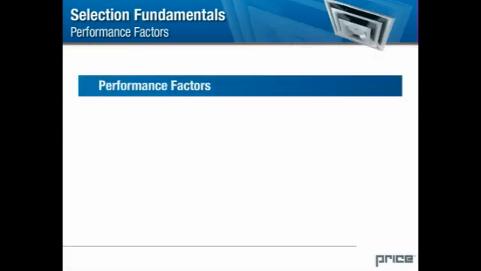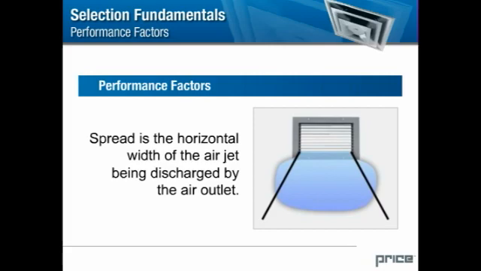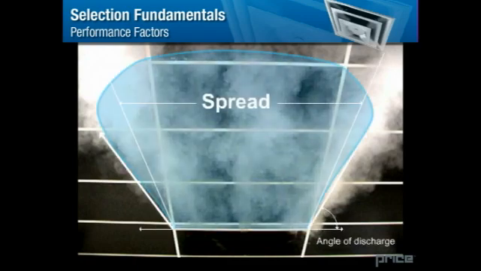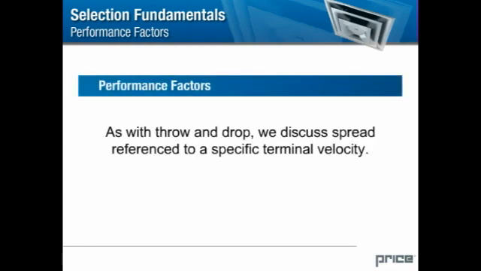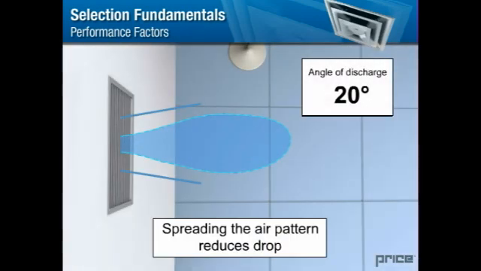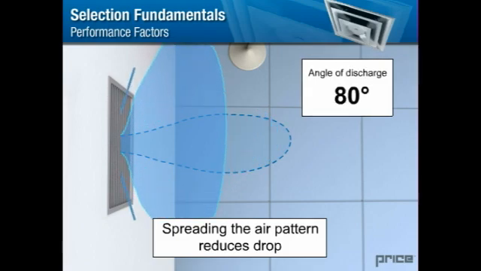Spread. Spread is the horizontal width of the air jet being discharged by the air outlet. Delivering the air in a spread pattern tends to reduce both the throw and the drop of the air outlet. As with throw and drop, we discuss spread in reference to a specific terminal velocity. Again, the same three terminal velocities are used to discuss spread: 150, 100, and 50 feet per minute. Dissipating the airstream over a wider area increases entrainment and reduces the mass flow per unit surface area.